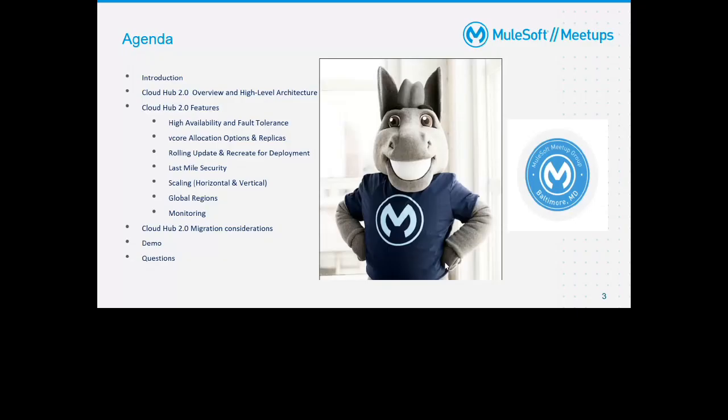Today's agenda is an overview of CloudHub 2.0 features, vcore allocations, and we'll discuss last mile security, scaling, some monitoring, and CloudHub migration. These are the main things people were looking forward to, like people who were working with CloudHub 1.0, how to migrate to 2.0.